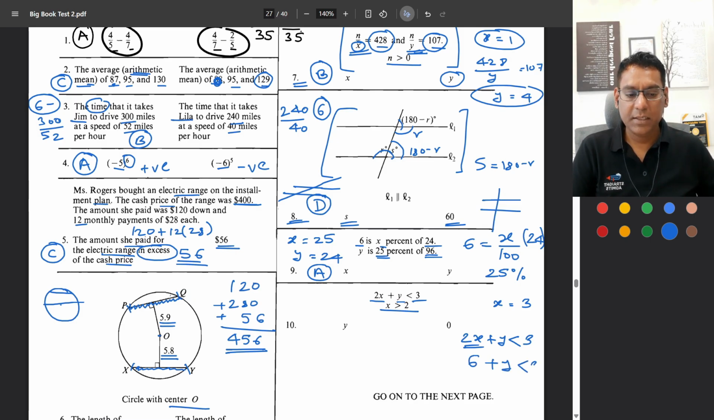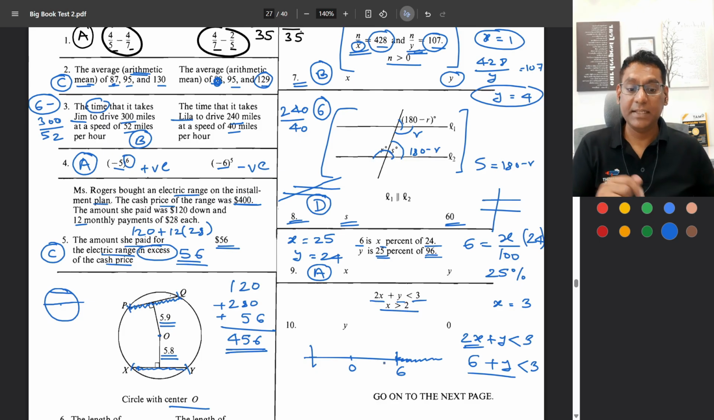6 plus y is less than 3. So I am adding something to 6, but I'm getting something much smaller. What I'm saying is I'm starting from 6. What should I add so that I end up with a number less than 3? Sorry, this is 3. I have to at least subtract 3. So y has to be greater than 3 in terms of the value. So absolute value.